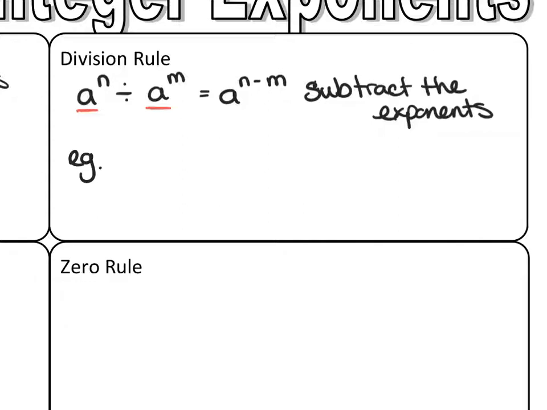So for this example, I'm just going to do 6 to the 11 divided by 6 to the 5. So you can write it either way with this division sign, or it looks like this, and that line also means divide, in case you had forgotten that. So this then becomes 6 to the 11 minus 5, which is 6 to the 6.